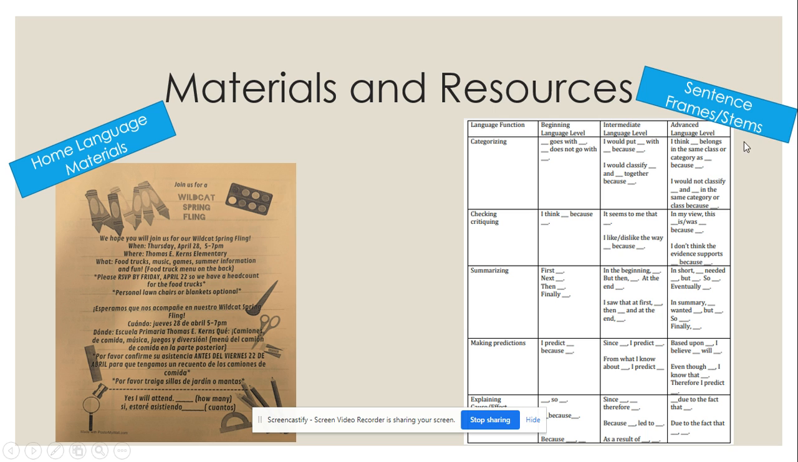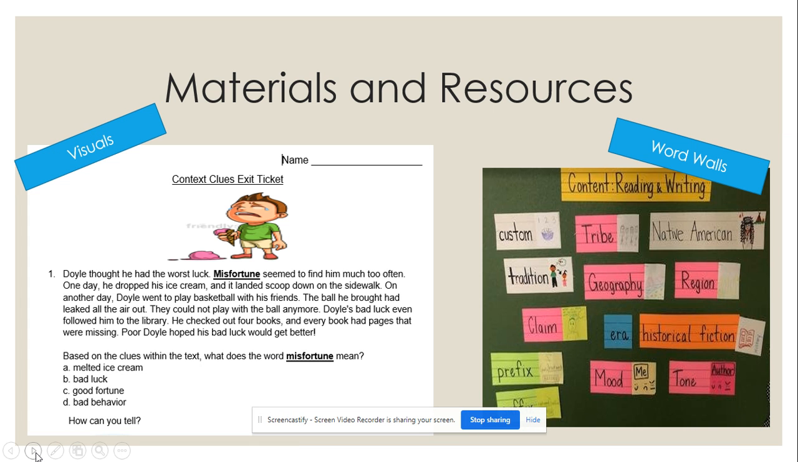When you're having classroom discussions or you have a writing task that you want them to complete, you want to provide sentence frames and stems. If there's, for instance, a task that you want them to complete, you want to make sure there's a visual involved. Like for this visual, the word is misfortune. It's a context clues activity. If you put a picture of someone who experienced a misfortune, then that would also be helpful. And also have a word wall with content vocabulary with a picture somewhere in the classroom that's easy to see and access.